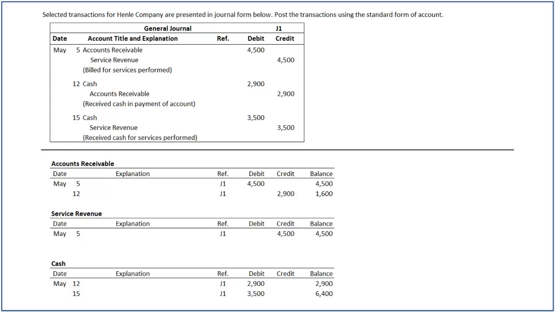In the service revenue ledger account, after entering the date and the journal page, we enter $3,500 in the credit column. This increases the balance to $8,000, the sum of $4,500 and $3,500. This is how the journal entries are posted to the ledger.